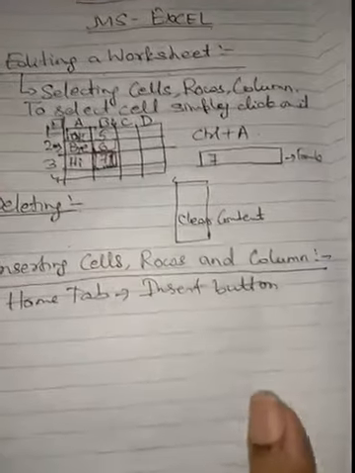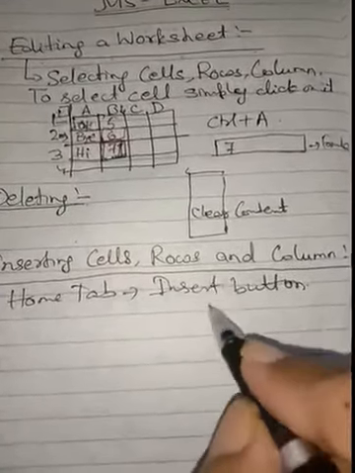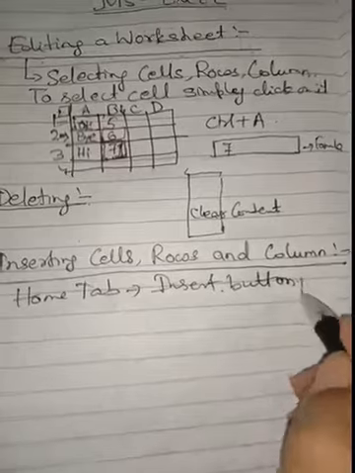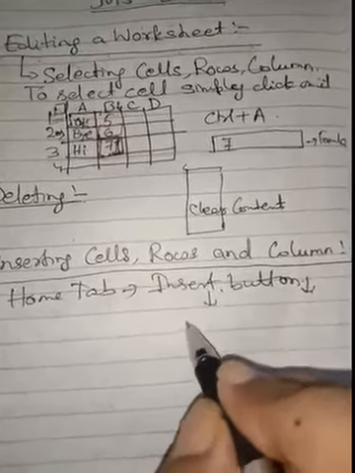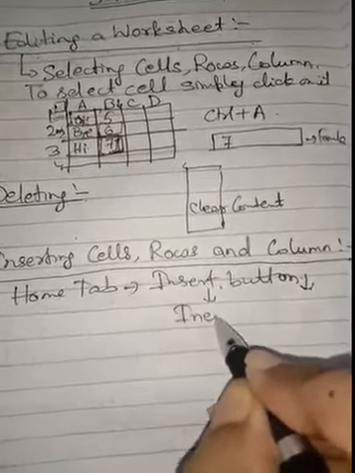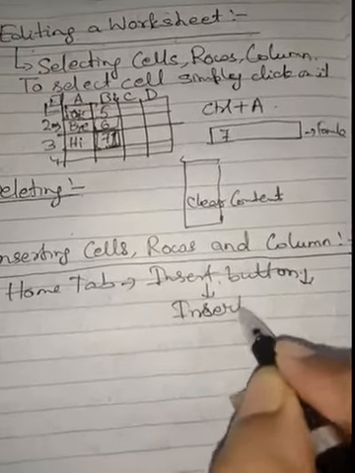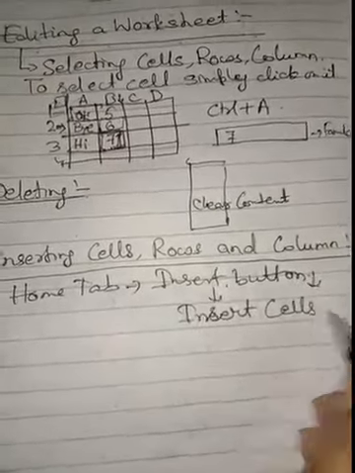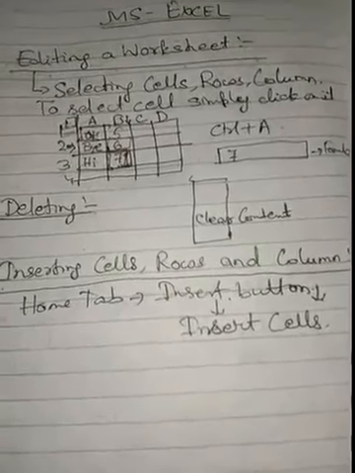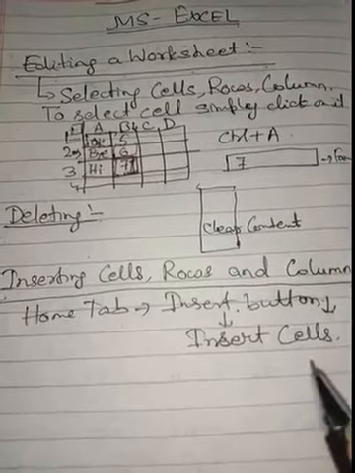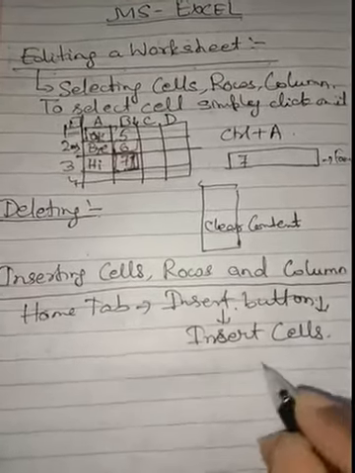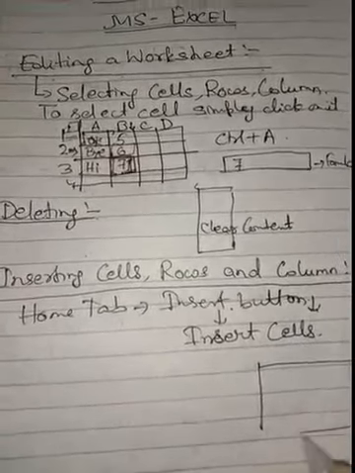and from the insert button, now click on the down arrow, and from the down arrow select insert cells. So as soon as you click on insert cells, an insert dialog box will appear. This type of dialog box will appear.